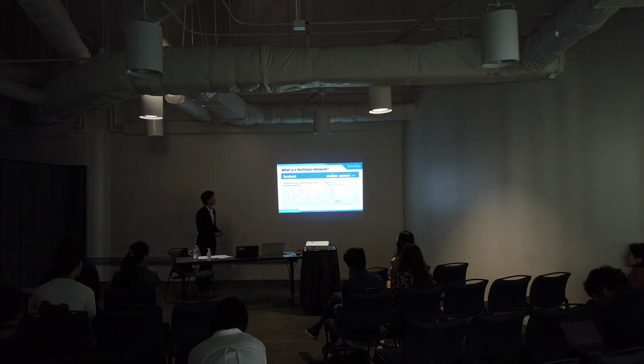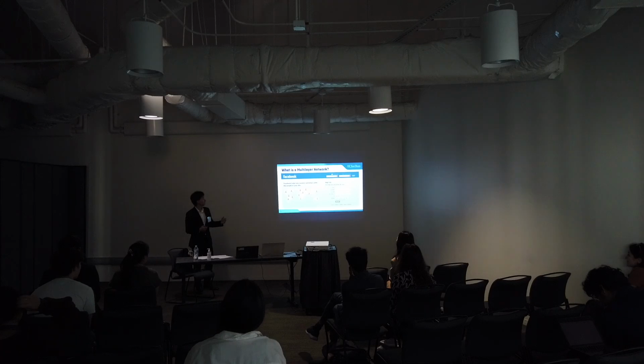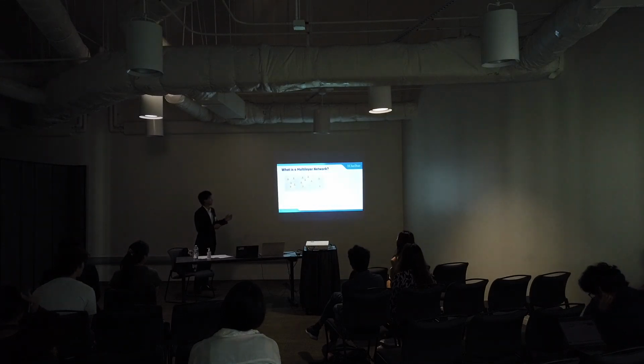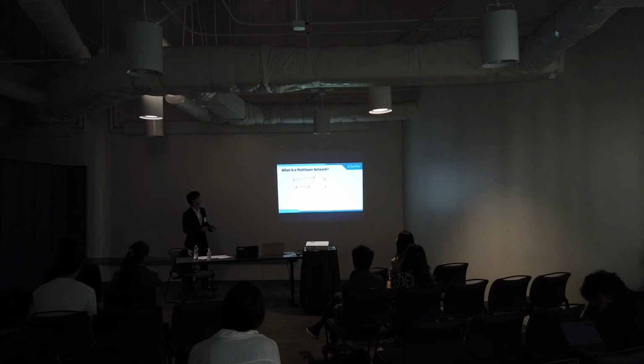So after we understand what the agent-based model is, what is a multi-layer network? As some of you might recognize, this is the old Facebook login page. And this is a good representation of what a social network is, where we have nodes that represent users' accounts, and also edges that represent connections or relationships.